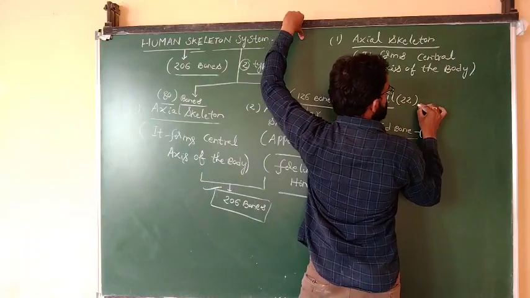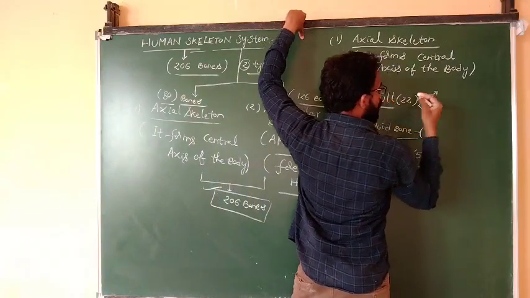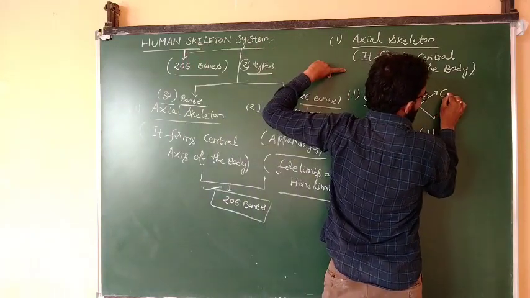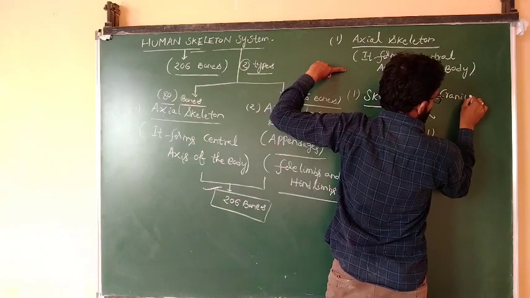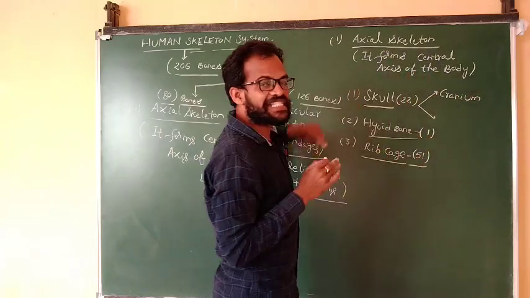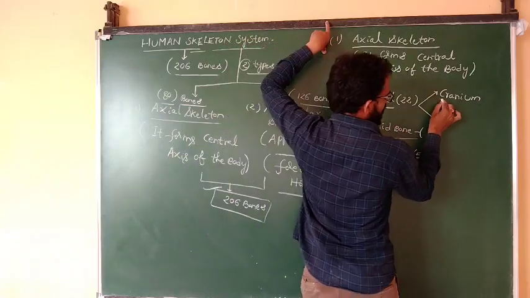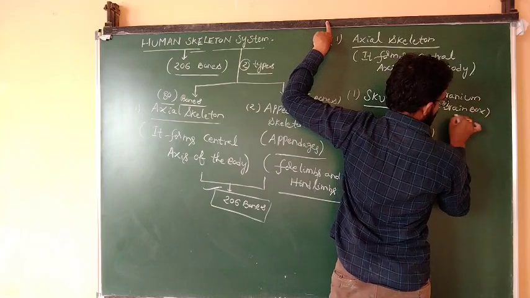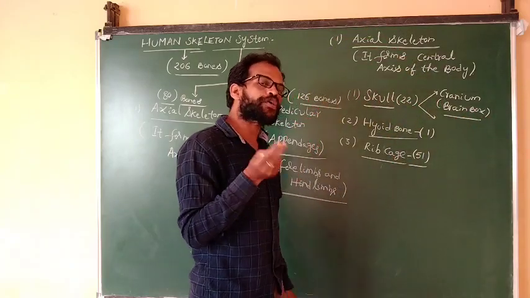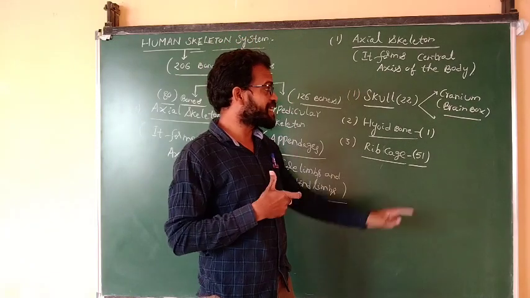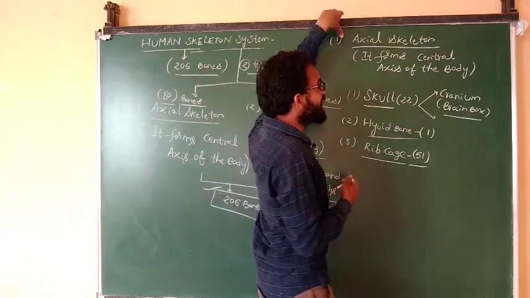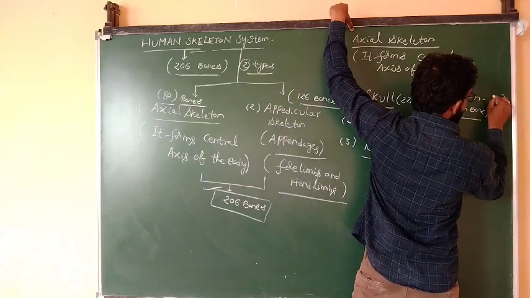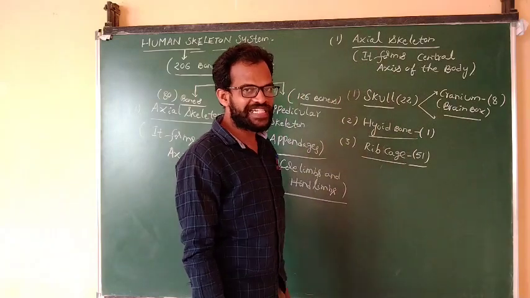The skull, if you observe, consists of how many bones? 22 bones. Out of 22 bones, the first one is known as the cranium. The cranium is nothing but the brain box. The brain is protected by the box known as the brain box. How many bones are present in the cranium? 8 bones.